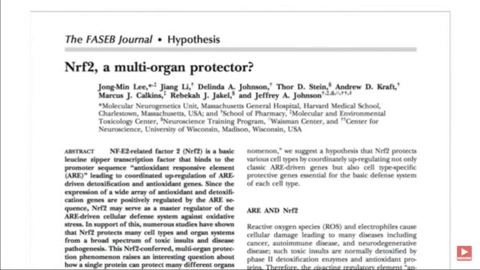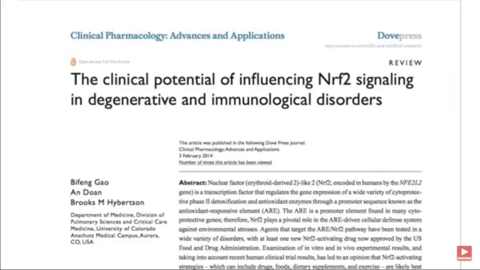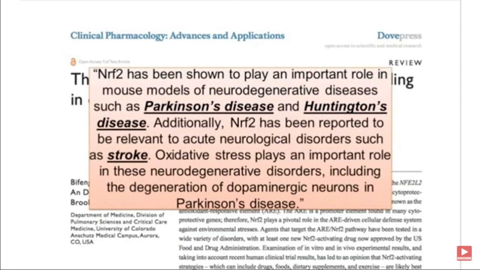I'm not going to go through all of these articles in great detail, but this one in particular talked about how Nrf2 may be a multi-organ protector. This talks about the importance of Nrf2 in immunological disorders. And in this particular article, they showed that Nrf2 played an important role in Parkinson's, Huntington's chorea, and other neurological conditions. It was important in stroke, and they found that oxidative stress played an important role in these neurodegenerative conditions and in Parkinson's disease.